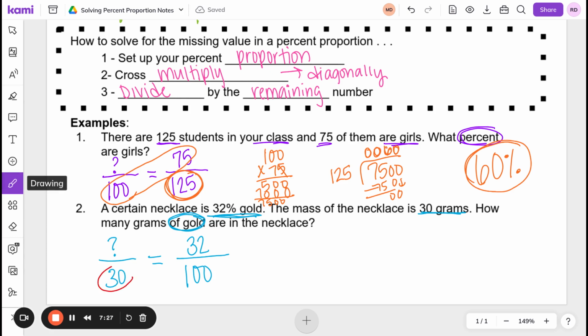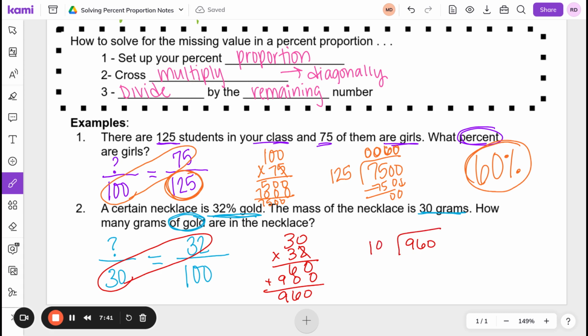So same process. We're going to cross multiply. So 30 times 32. We used up the ones place. So 960. And then 960 divided by 100. 100 can't go into 9. Can't go into 96, but it can go into 960, 9 times. So same thing as when we're dividing our fractions into decimals, we can't have remainders anymore. So we're just going to put that 0.0 behind there, bring the decimal into our answer, and 100 can go into 600 6 times. So there are 9.6 grams of gold in the necklace.